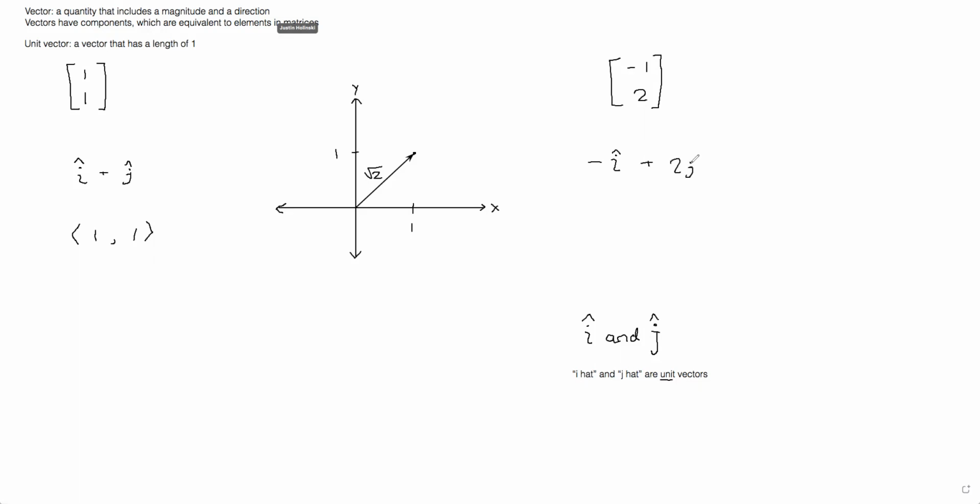j hat is the unit vector in the y direction. And then we just have one more. The first component in this naming convention would be -1, and then the second component is 2. All right, so we've written 2 different vectors, 3 different ways. Now let's go ahead and draw the second one on the plane.